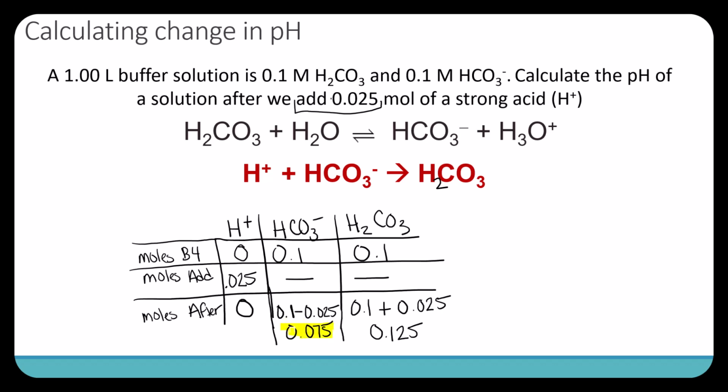We are then going to take this information and plug that into step 2, the second half. So the second half of this problem is taking our new values for the conjugate base and weak acid, and plugging that into the Henderson-Hasselbalch equation. Once we do that, we'll have our new pH.